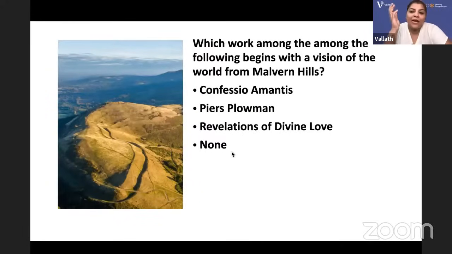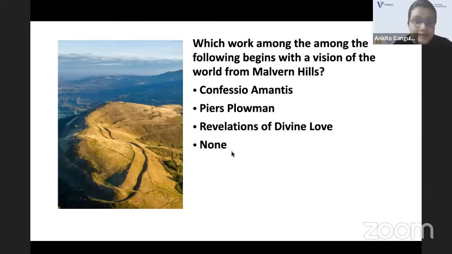Which work among the following begins with a vision of the world from Malvern Hills? Wow, what an amazing hill, Malvern Hills. Is it Confessio Amantis, Piers the Plowman, Revelations of Divine Love, or none of the above? Ankita? I think it's Piers Plowman by William Langland. It is indeed Piers Plowman by William Langland, who begins on Malvern Hills.